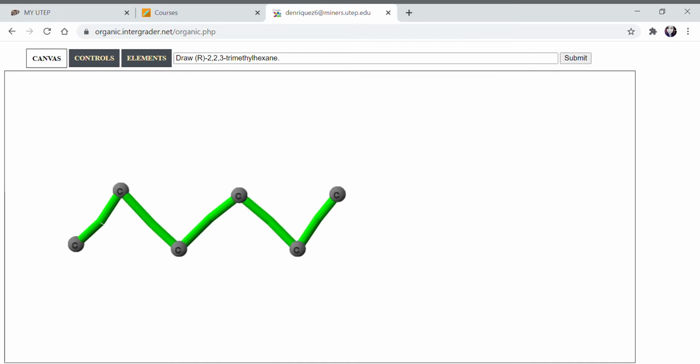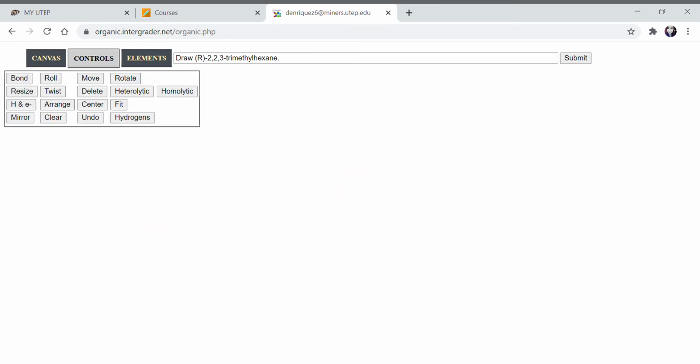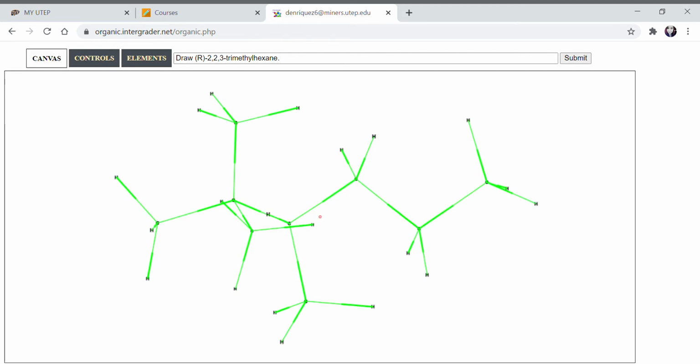Okay, so first you want to draw a hexane. 1, 2, 3, 4, 5, 6. Draw 2 methyls on the 2 position, a methyl on the 3 position, add your hydrogens, hit arrange, fit, and roll.